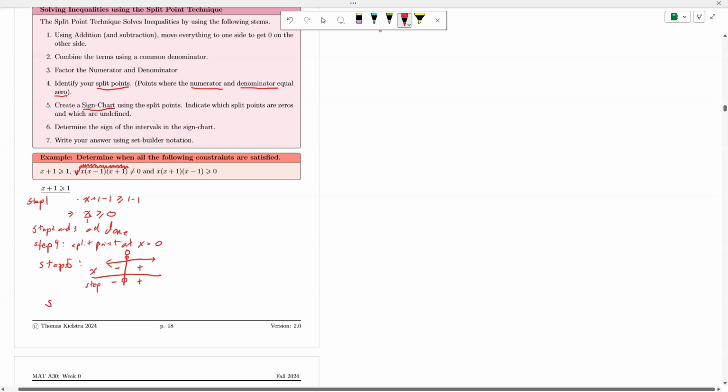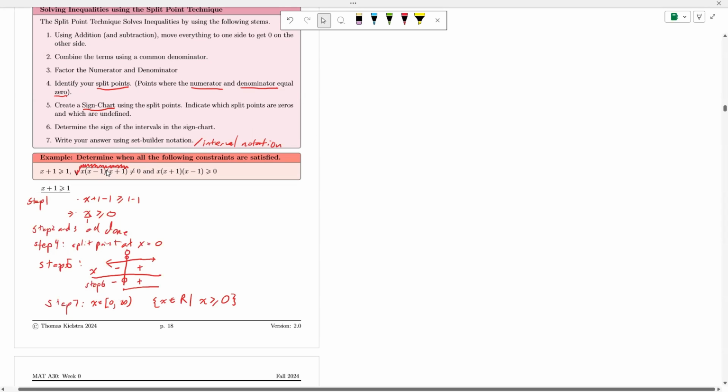And step seven, so this is step six, step seven is we are going to use this sign chart to create our set using set builder notation, slash interval notation. So here, I want to know when I'm greater than or equal. So I'm going to take equal and positive. This is my interval. So x is going to be in the set 0 to infinity, which can also be written as x is an element of the real numbers such that x is greater than or equal to 0.